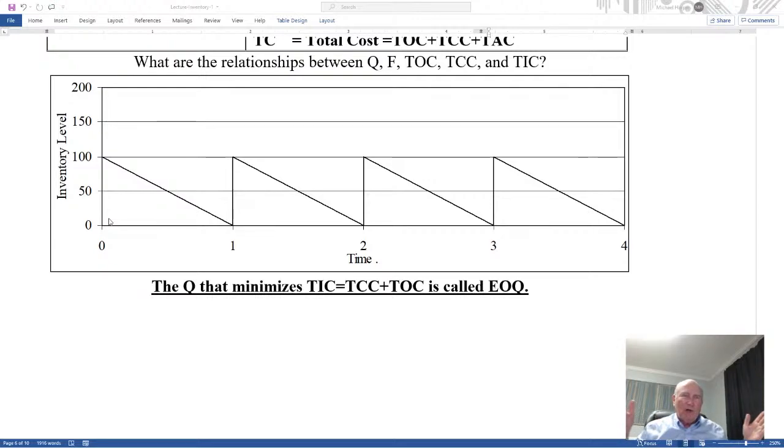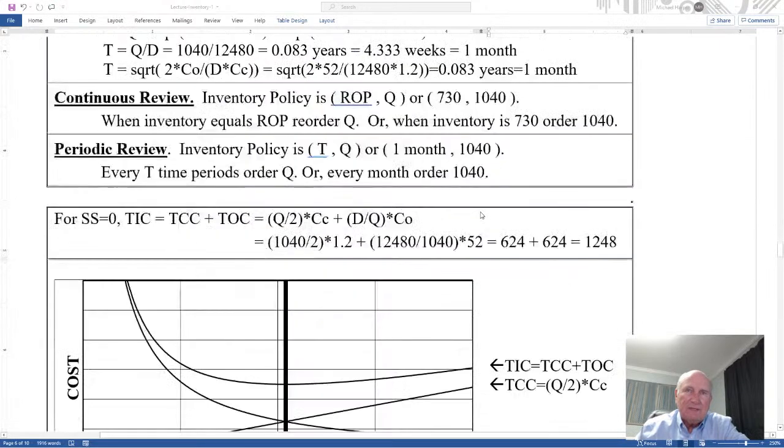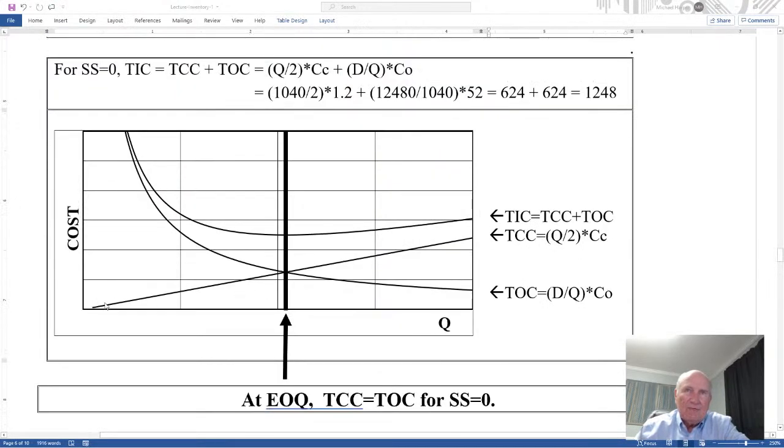Somewhere between 1 and 400, this is going to come down like this, and there's going to be some lot size Q where there's going to be a minimum of the sum of those two. And that lot size is called EOQ. And that's essentially what this is saying. If I order too much here, I'm carrying a lot, but my ordering cost is less. If I order small amounts, then my carrying cost is less, but my ordering cost is more.